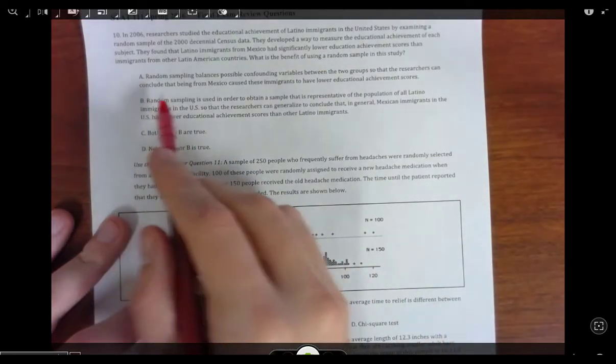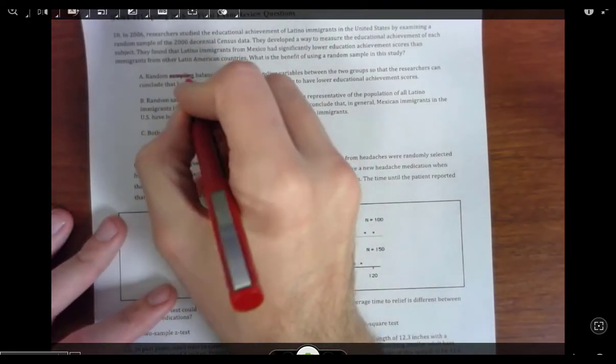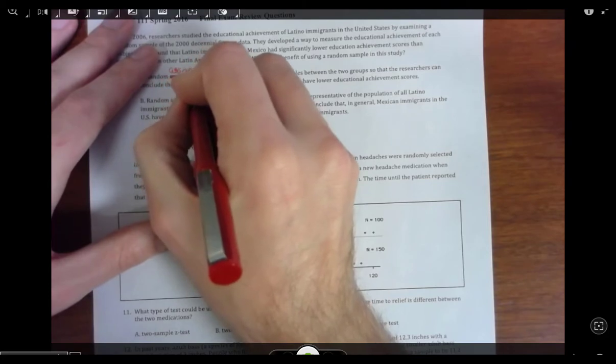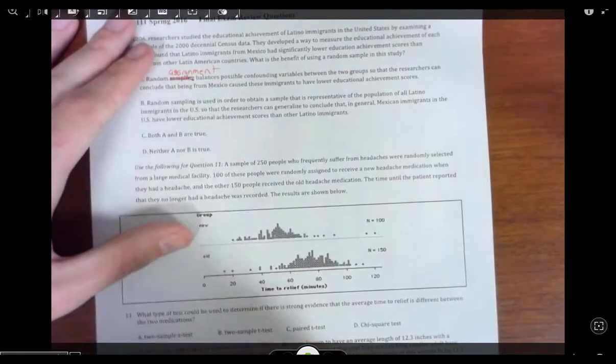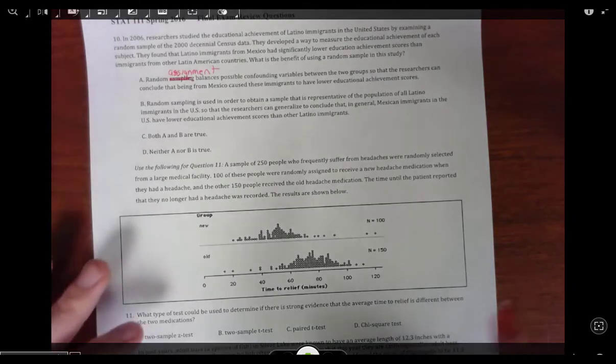So A says random sampling balances the possible confounding variables. So that's not what random sampling does, that's what random assignment does. And then B says random sampling is used in order to obtain a sample that is representative of the population. So the correct answer is B.